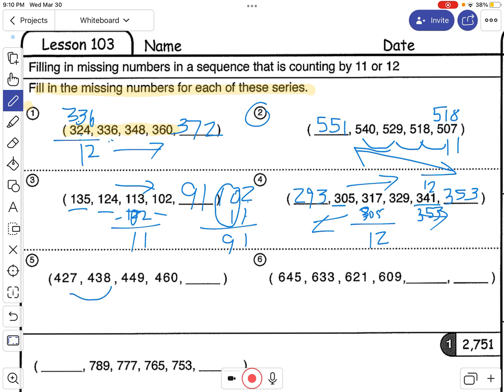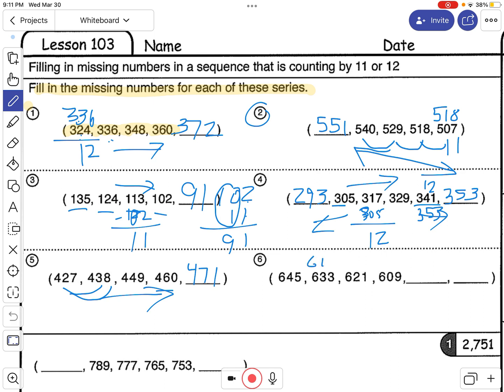Okay, next one, 427, 438. 7 to 8, it's going up 1, and 2 to 3 is going up 1. So it's going up 11. And the numbers are getting higher as they go this way. 11 more than 460 is 471. Fix your answers, by the way, if you're making any mistakes here.